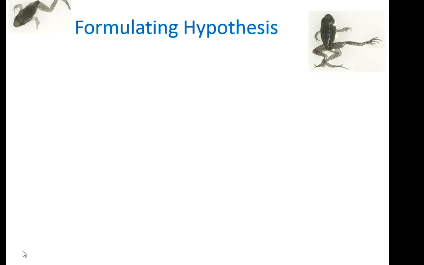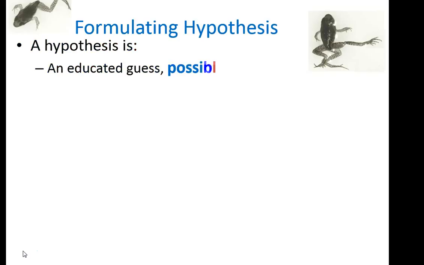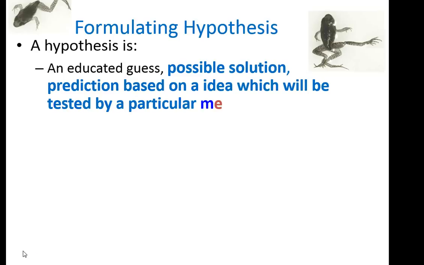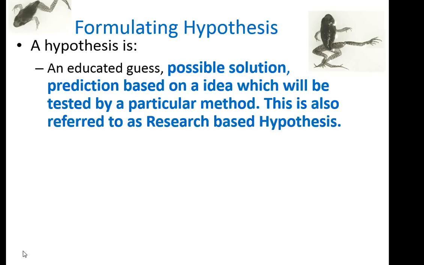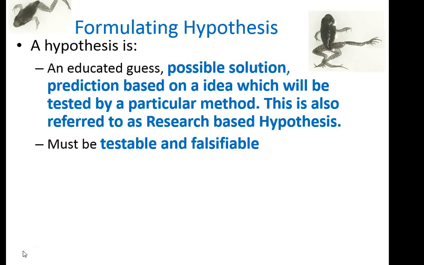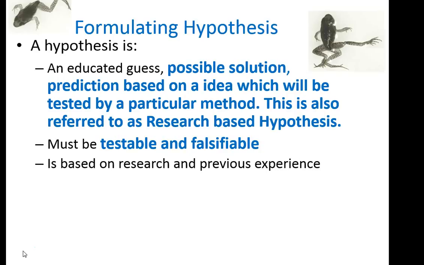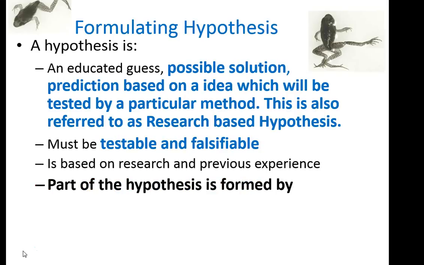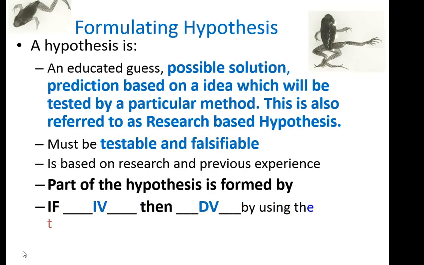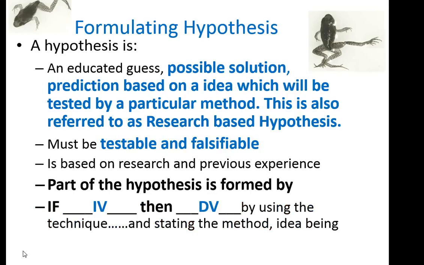After you have done research, you want to formulate a hypothesis. A hypothesis is an educated guess which has a possible solution, a prediction based on an idea which will be tested by a particular method, and this is referred to as a research-based hypothesis. It must be a testable and falsifiable statement. It's based on research and previous experience. And part of the hypothesis is formed by a statement: if I change the IV, then the DV, by using a certain technique, stating the method and idea being tested.